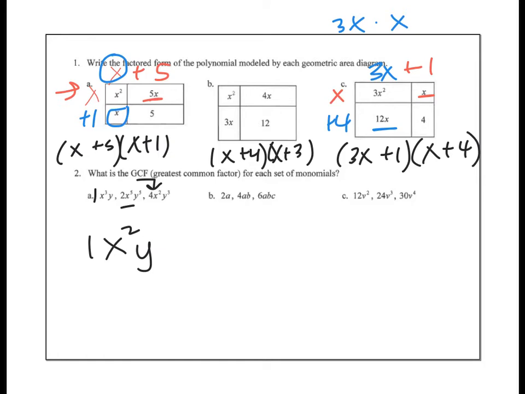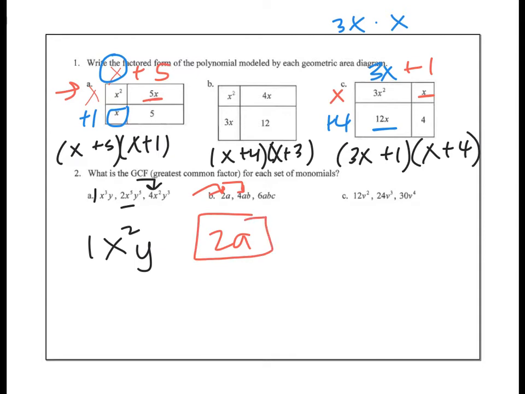Looking at my next one, 2a, 4ab, and 6abc. Greatest common factor for just the numbers would be I can take a 2 out of everything. I can take 1a from all of those. And then I can't take a b or a c because that first guy doesn't have a b or a c and the second guy doesn't have a c. So that would be my greatest common factor for the middle one.